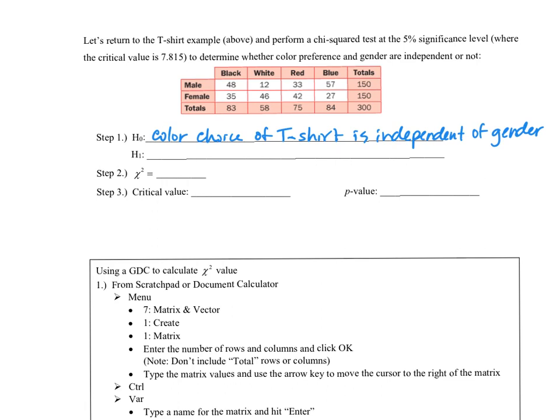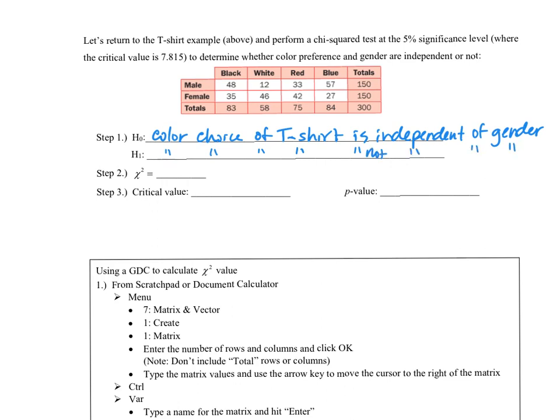So our alternative hypothesis is that color choice, well, I'm going to save some time here, because the only thing is we're going to negate this. We're just going to add the word not. So color choice of t-shirt is not independent of gender.